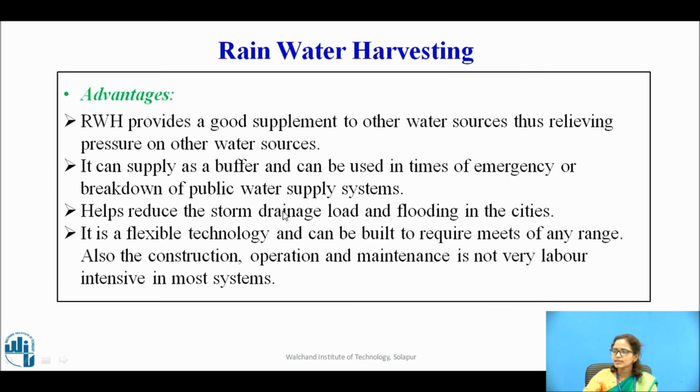So next, these are the advantages of rainwater harvesting. It provides a good supplement to the other water sources, thus relieving the pressure on them, and it can serve as a buffer and can be used in times of emergency or breakdown of the public water supply systems. It also helps to reduce the storm drainage load and the flooding in the cities. And it helps human beings to increase crop production, and it helps in preserving the water which is available to sustain life.